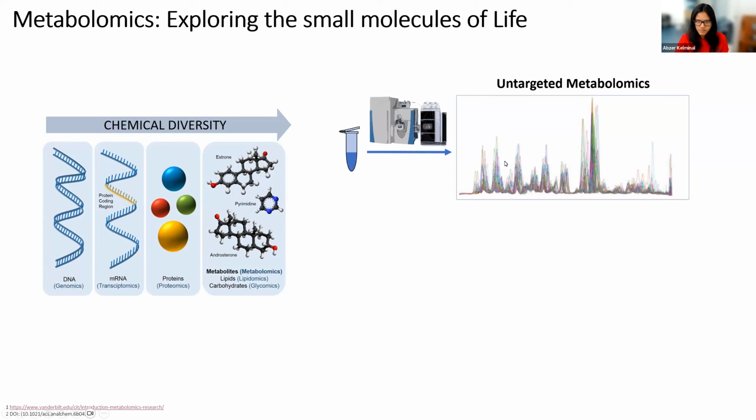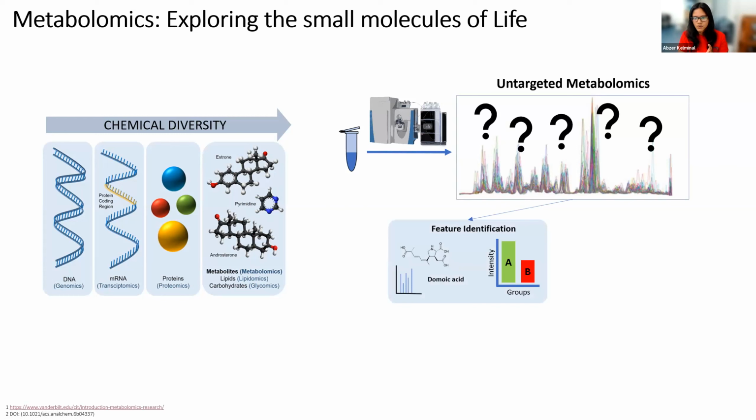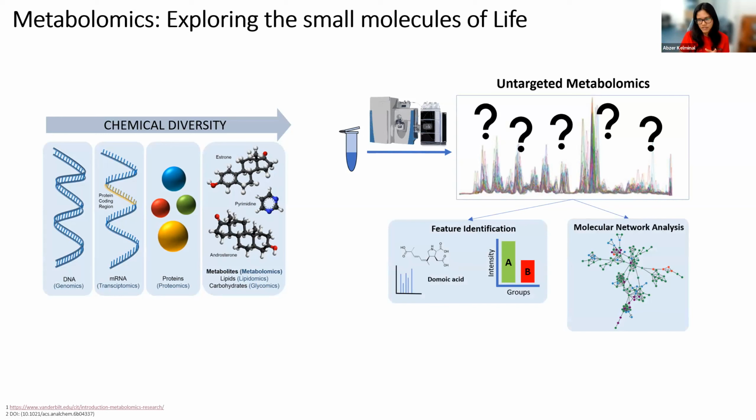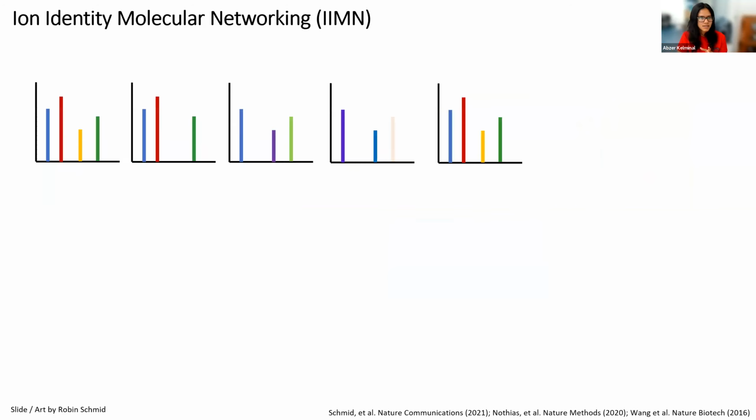As you see here, there are so many spectra, where most of them are not annotated. A significant portion of them is kind of unknown. So we would like to identify these features to improve these annotations. Particularly, we make use of molecular network analysis in the GNPS platform. The ones that we commonly use are feature-based molecular networking and also ion identity molecular networking.